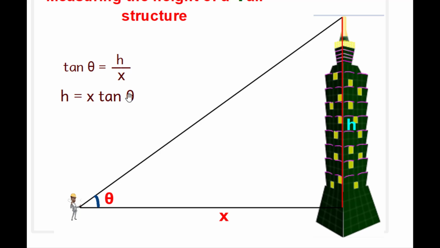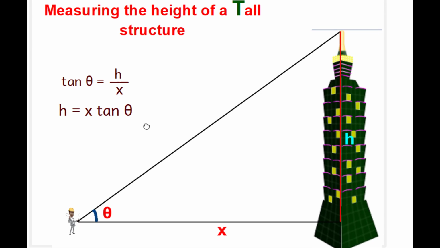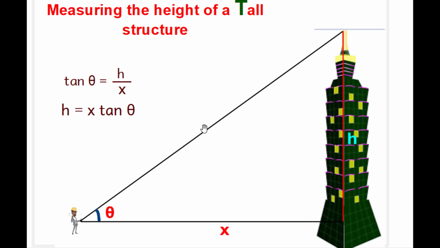We have an instrument by which we can measure this theta, so we just need to find tan of that particular angle, and h can be easily calculated. So this is how we can measure the height. This is a very small application. There are varieties of such applications.